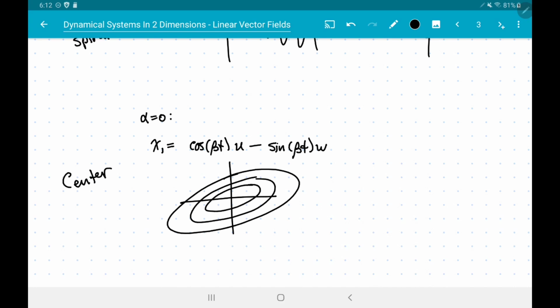And for reasons related to conservation laws, centers show up a lot when you're dealing with Hamiltonian mechanics. But since it requires a very specific condition that alpha has to be exactly 0 with no wiggle room one way or the other, for most dynamical systems, you're not going to see a perfect center. If you do, it probably indicates a bifurcation is happening. So that will be the topic of another video.